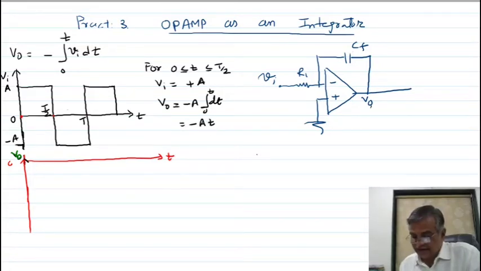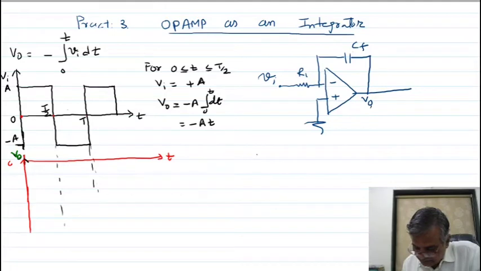Means at t equal to 0 it is 0, and as t increases, the voltage increases. So I can say here, at this point, look here, at this point I want to draw here, and at this point.